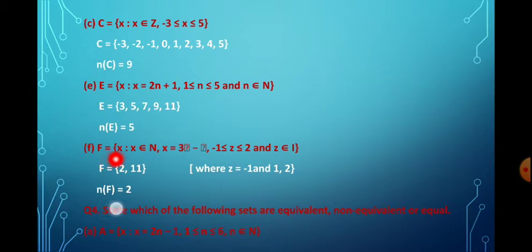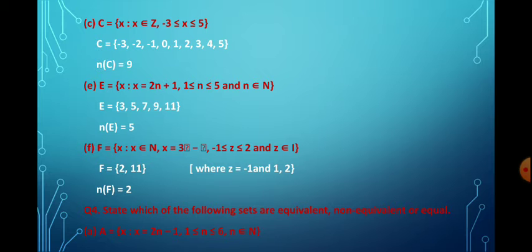Number F, F equals x such that x belongs to N, that is natural number, and x is equal to, so here the equation is 3z square minus 1. Okay, the equation is 3z square minus 1. So in place of z we are going to put minus 1, 0, 1 and 2.